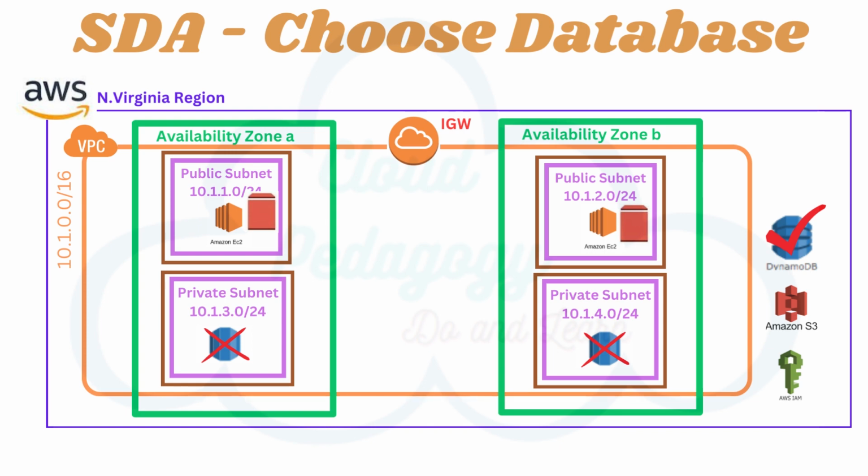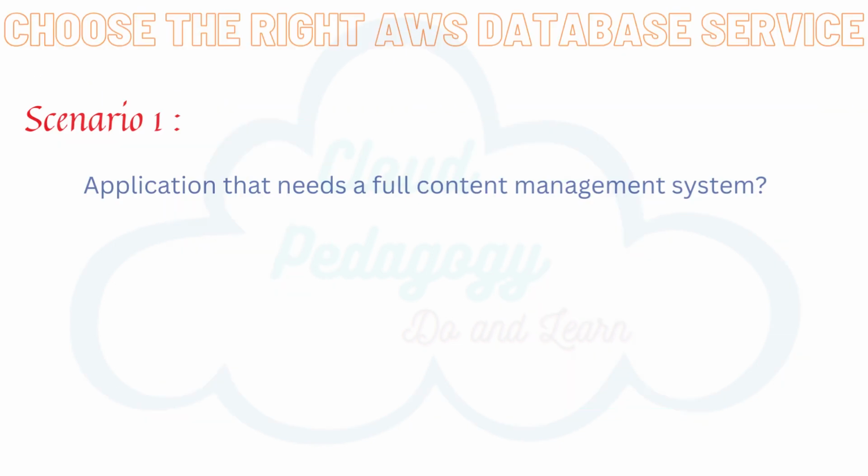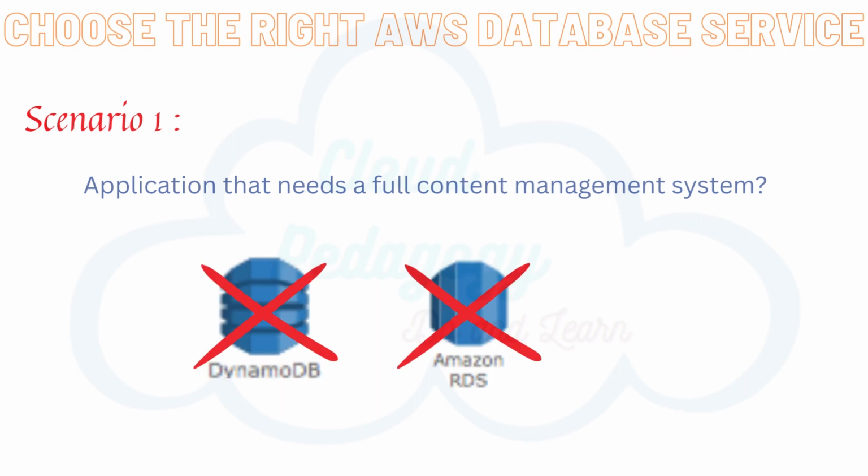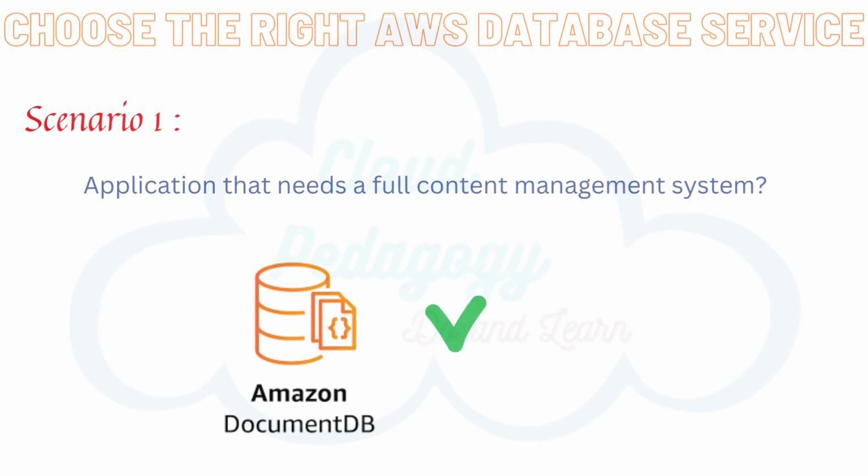Now, besides the student directory application, there are other use cases that require databases of varying types. What if you are writing an application that needs a full content management system? Neither RDS nor DynamoDB would be the best solution in this case. Luckily, AWS has quite a number of other database offerings. For this use case, you might look into Amazon DocumentDB. It's great for content management, catalogs, or user profiles.